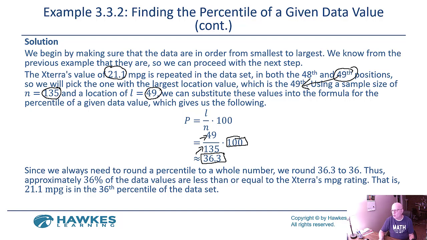And what did it say? Round it. This rounds down. You don't need to be rounding up. Just round it to the nearest whole number. And you got your answer. You need the 36th percentile for that Nissan Xterra. That means that 36% of those cars have an MPG rating lower than the Xterra.